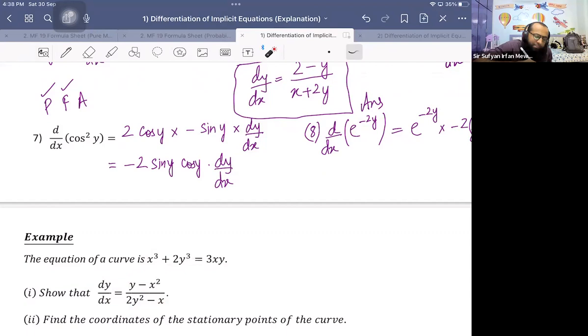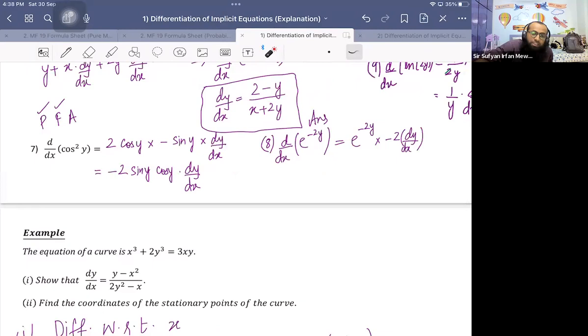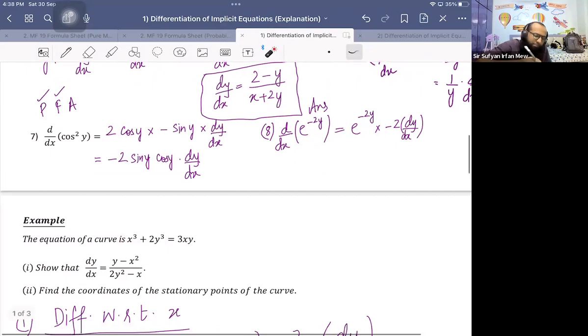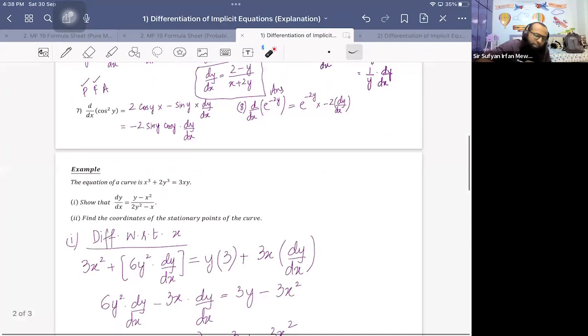Then the second part tells us find the coordinates of the stationary points of the curve. So we know that when we need turning points or stationary points, we equate dy by dx to 0. So first let's check out part number 1 and then we'll see what to do in part number 2. So the first thing is, as soon as we realize that this is an implicit equation, we are going to write differentiate with respect to x. So this is what I've done. First step, differentiate with respect to x. Then we follow the entire process.